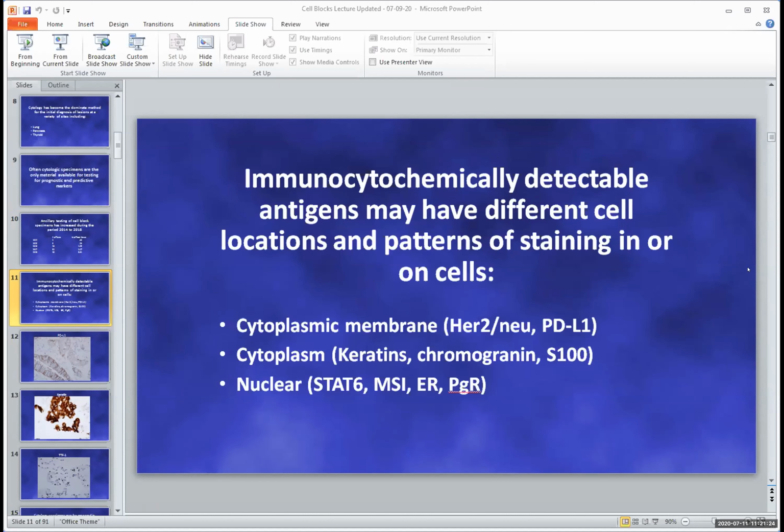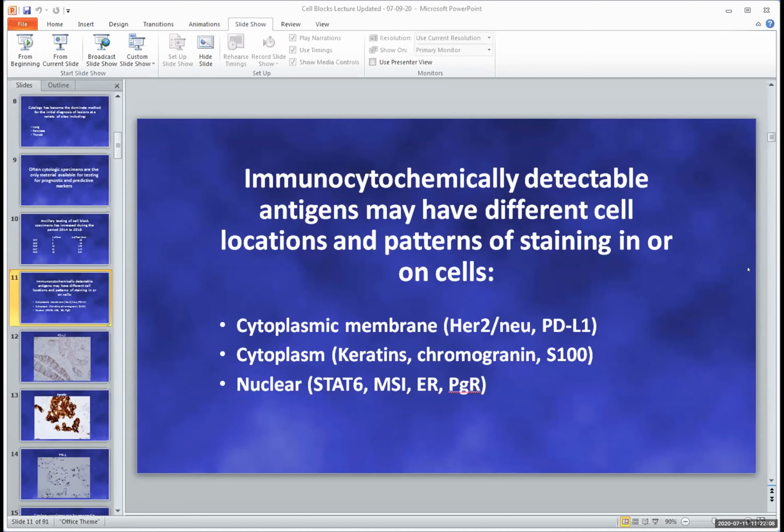Now, immunocytochemically detected antigens may have different cell locations and patterns of staining in or on the cells. Specifically, there are certain antigens that are cytoplasmic membrane bound. Therefore you need to look in that area for the specific information as to whether it's positive or negative. Examples of cytoplasmic membrane-bound antigens are, of course, HER2/neu and PDL1. Staining elsewhere in the cell is not going to give you accurate information. It's only a cytoplasmic membrane staining that you should evaluate for its presence or absence.